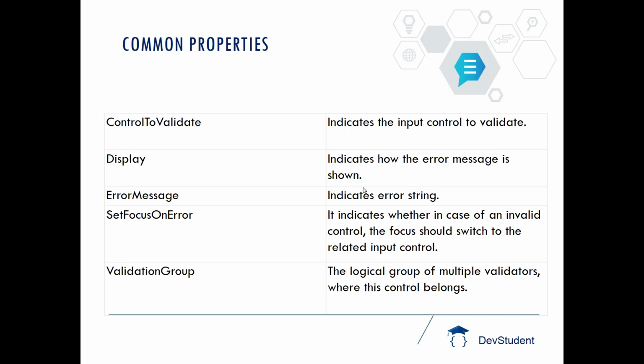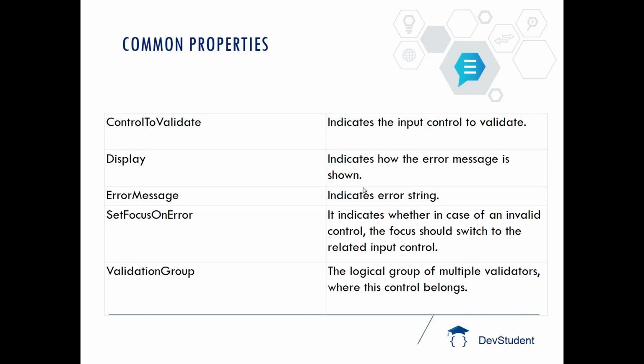Starting with common properties, all these validation controls will have some common properties like control to validate, display, error message, set focus on error, and validation group. Control to validate is a property which has to be set for all the validation controls so that these validation controls will validate the inputs of that specific control. For example, if you have a text box named username, and you are adding some validation control to that, this validation control should have a property called control to validate.